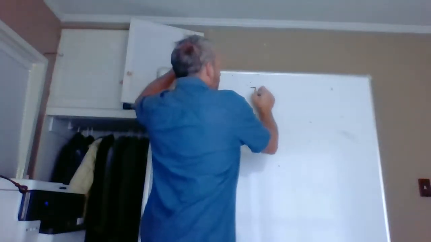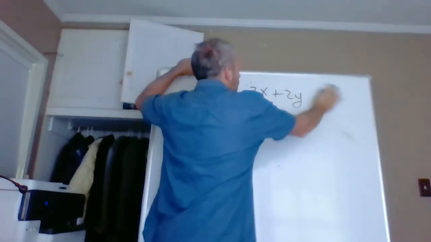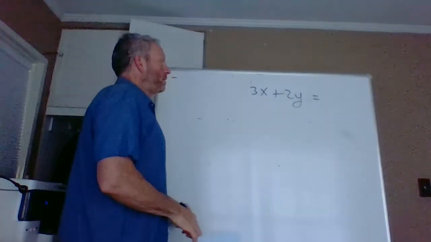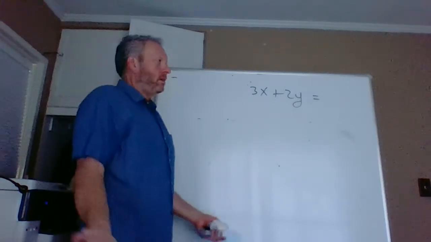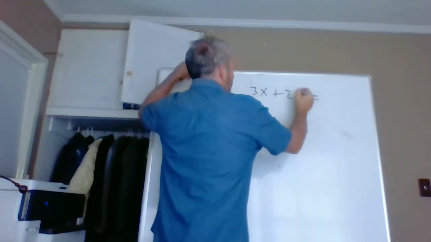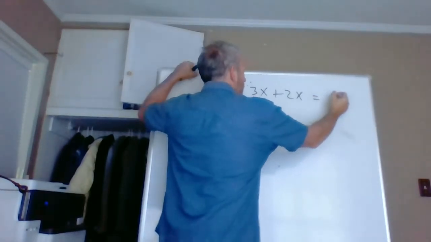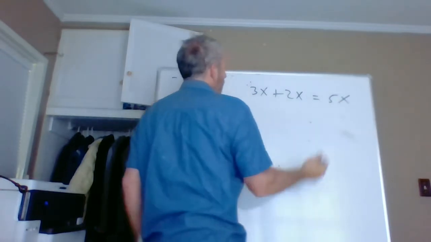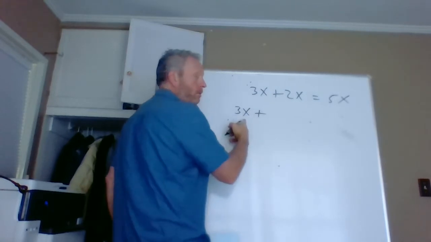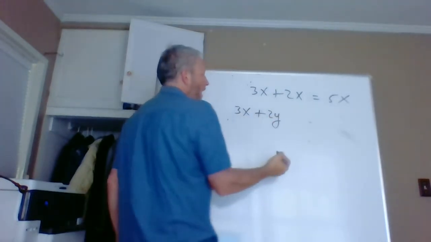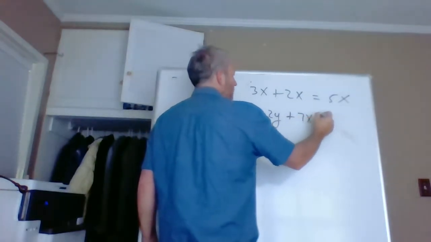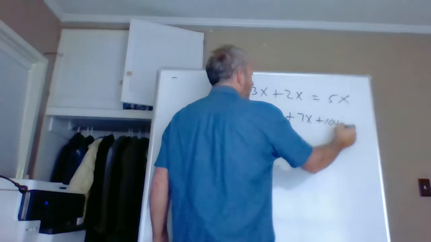Well, if I have 3x plus 2y, and I ask you, what does that equal? All you can really say is, well, you have 3 x's and 2 y's. What else could you really say? However, if I said you had 3 x's and 2 x's, you certainly could say, well, that's 5 x's. Furthermore, if I said we had 3 x's, like 3 apples, and 2 y's, maybe 2 oranges, and then to that I added 7 x's plus 10 y's.